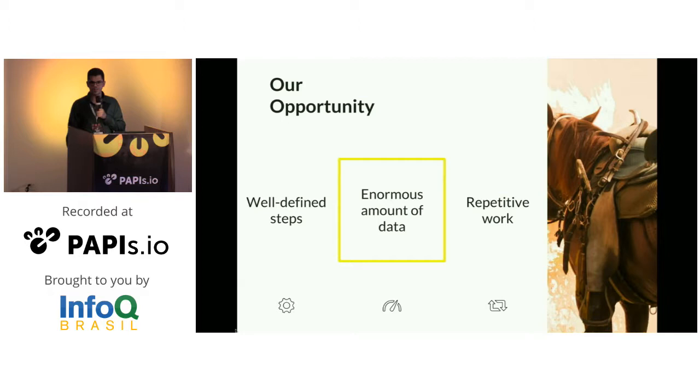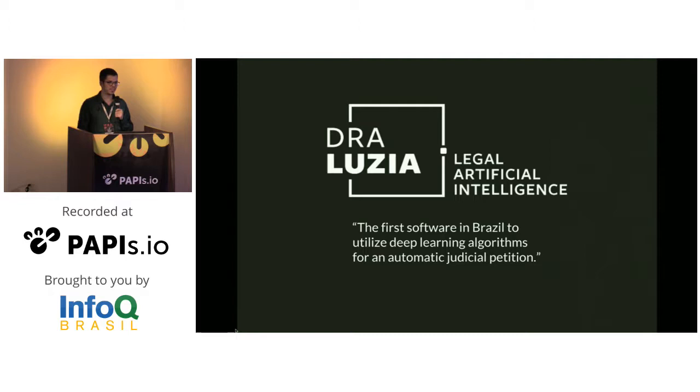And for all that, we built Doutora Luzia. Doutora Luzia is our impersonation, of course, so we had to play that here. But it was the first software to use deep learning algorithms to automatically file judicial petitions.